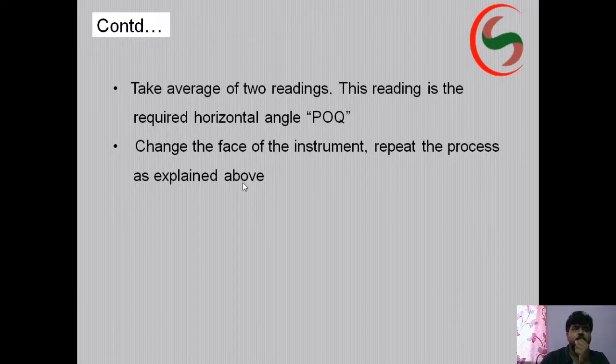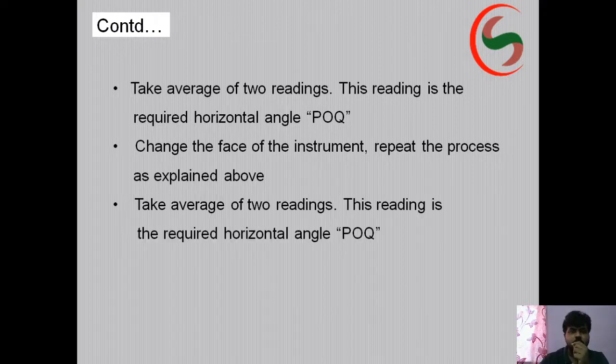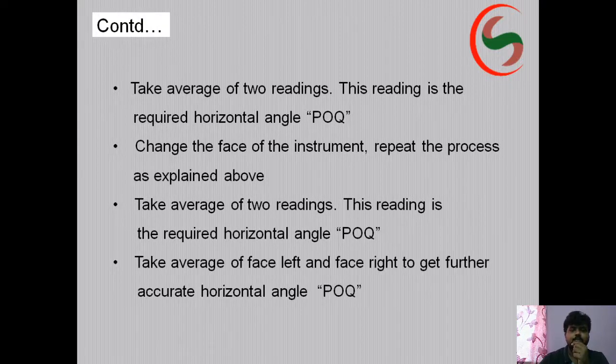Face changing, how to change the face? By turning the telescope, transiting the telescope. We can change from face left to face right condition and vice versa. Now take the average. This reading is the required horizontal angle. Take the average of face left and face right together to get a more accurate horizontal angle.